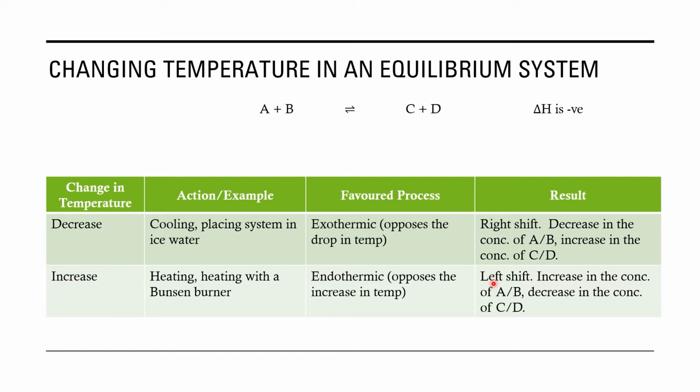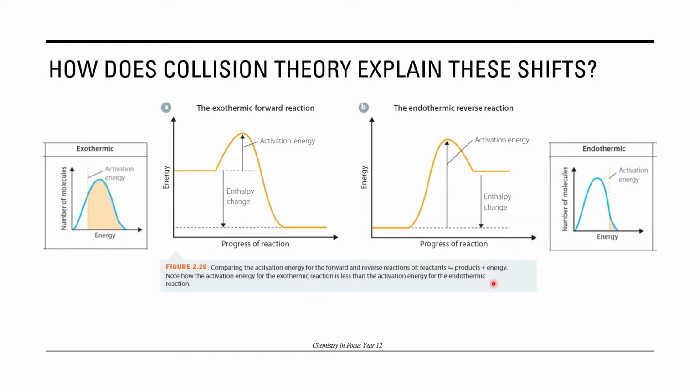Now, this is something that we looked at a couple of videos ago when we were looking just generally at how Le Chatelier's principle was affected by temperature. However, what we're going to start doing now is looking at how collision theory can actually explain that relationship that is outlined in Le Chatelier's principle. So what we need to do first is maybe have a look at our energy profile diagrams that we have looked at in previous modules.